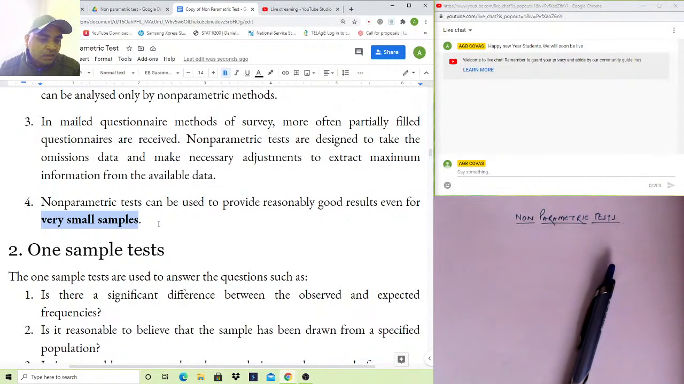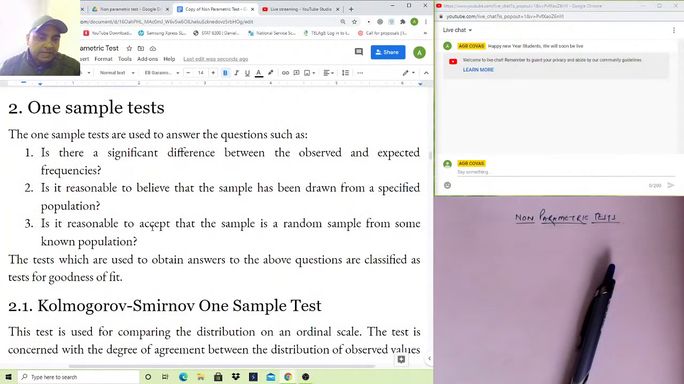Now these non-parametric tests can be divided into one-sample tests, two-sample tests, and k-sample tests. Today we will be trying to do the one-sample tests, and then in the next session of non-parametric tests, we will complete the rest. Let us see how much we will be completing. So let us start with the first one, that is, the one-sample test.